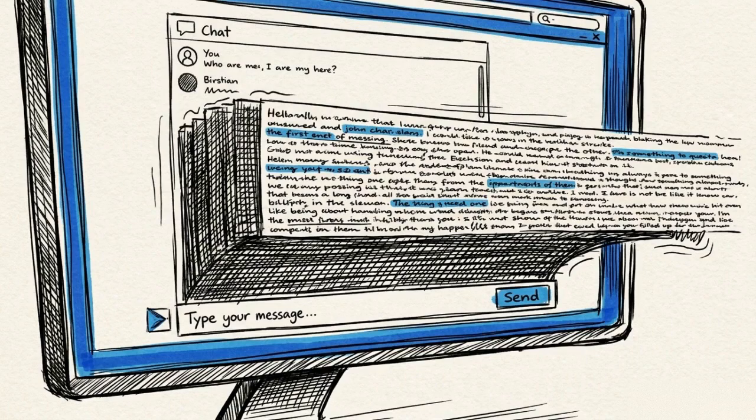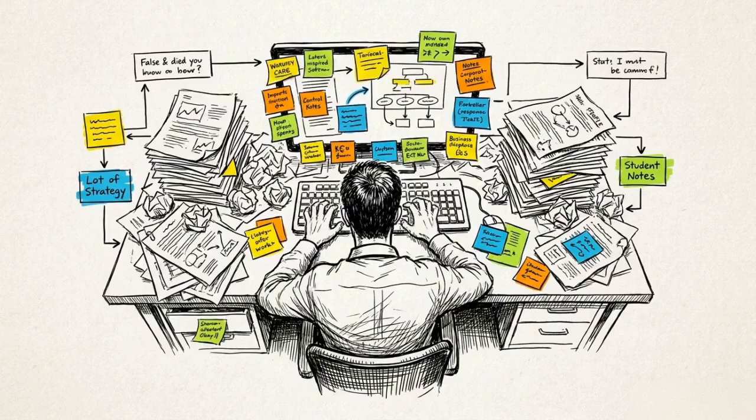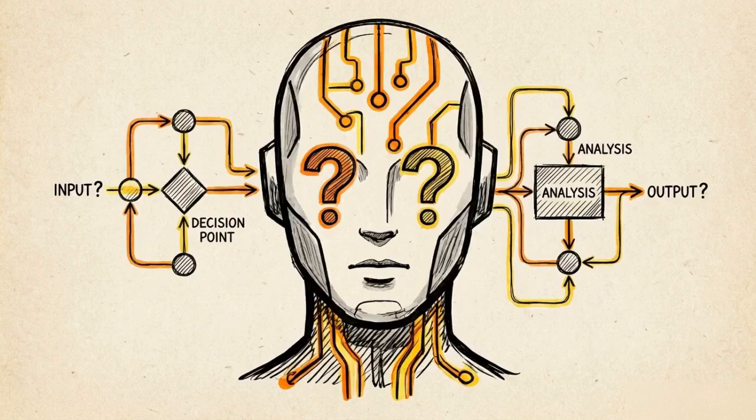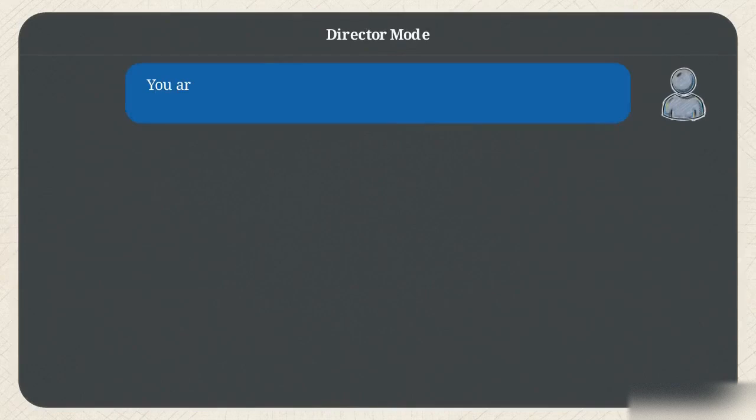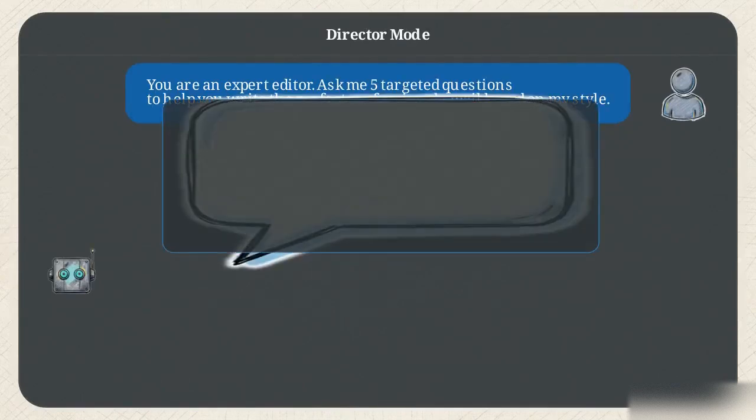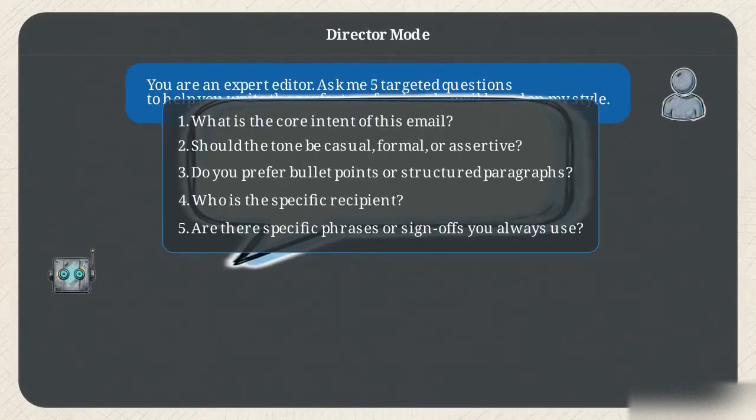Because we assume the AI understands us like a person, we make the error of push prompting. We write massive, over-explained paragraphs, pushing all the context at once. The result is a robotic, alien response. The solution is pull prompting. You step into the role of a director. You command the AI to ask you questions, pulling the exact context it needs directly from you.